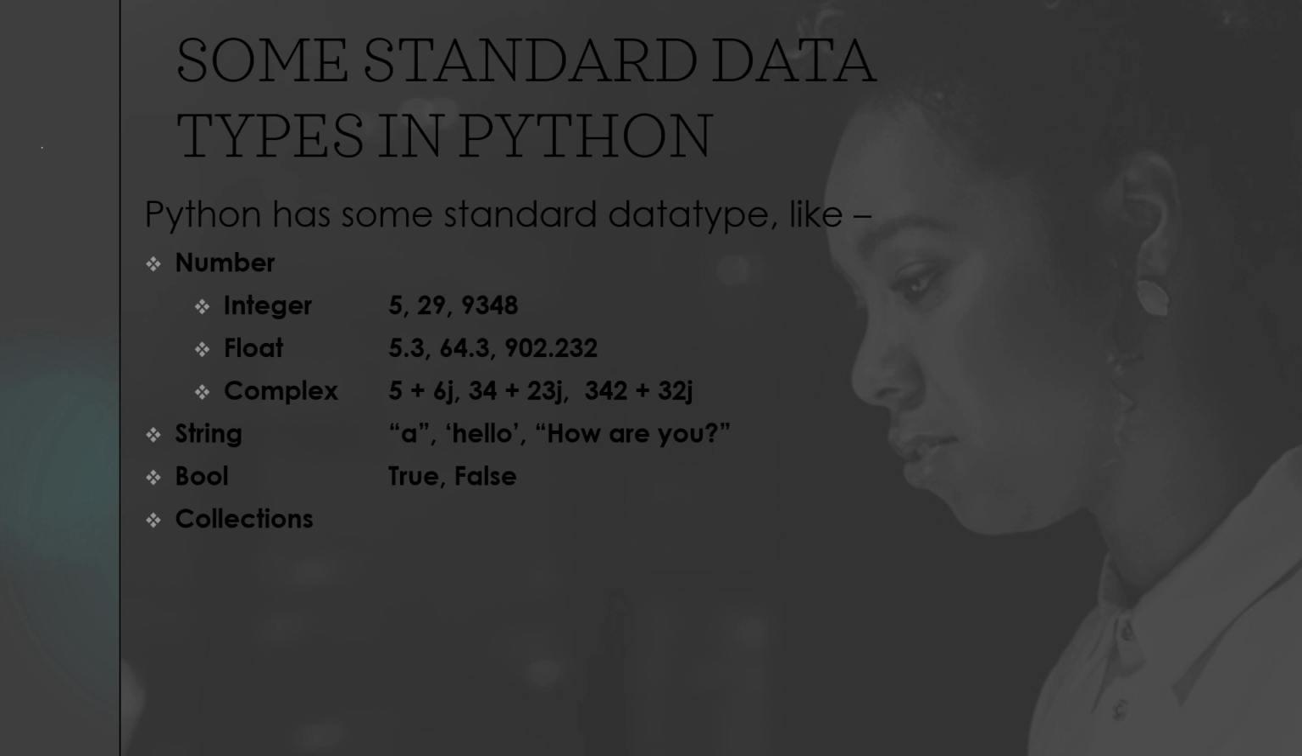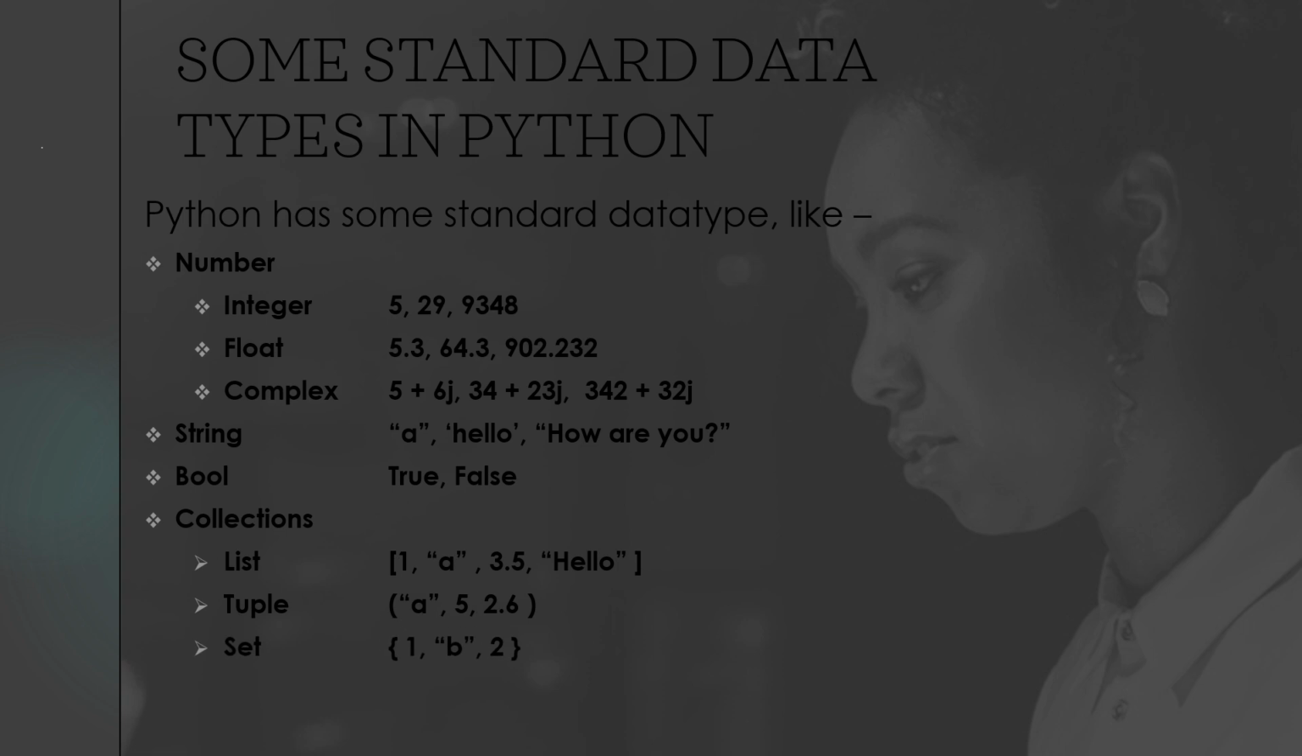There is also a collection type like list. List is a type of collection. In a list, we can store multiple types of data like number, string, boolean, etc. We can also store a list inside a list. The second data type is tuple, which is also similar to list, but there are some advantages or disadvantages of tuple. We will see in our upcoming lecture.